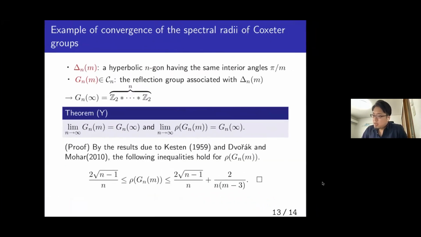Okay. And I will explain one example of convergence of spectral radius of Coxeter groups. So take a hyperbolic n-gon having the same interior angles. This means that, for example, take a hyperbolic 4-gon with angles pi over m, pi over m, pi over m, and so on. In this case, this polygon is denoted by delta 4 and m. And we also denote by G n, m the reflection group associated with delta n, m.